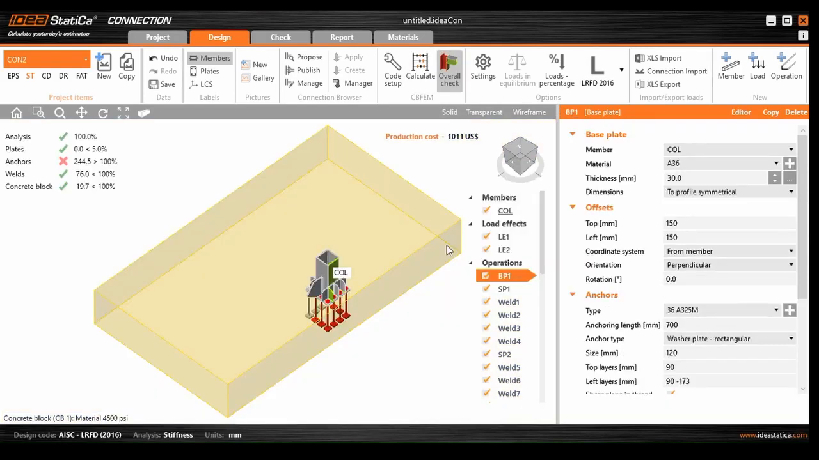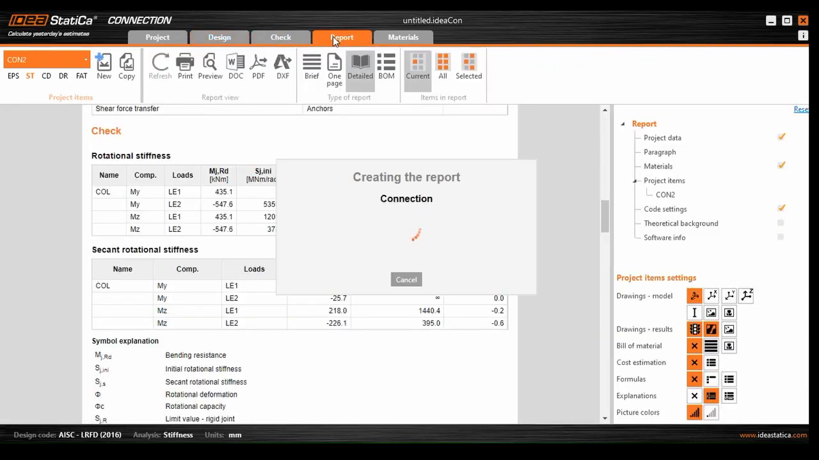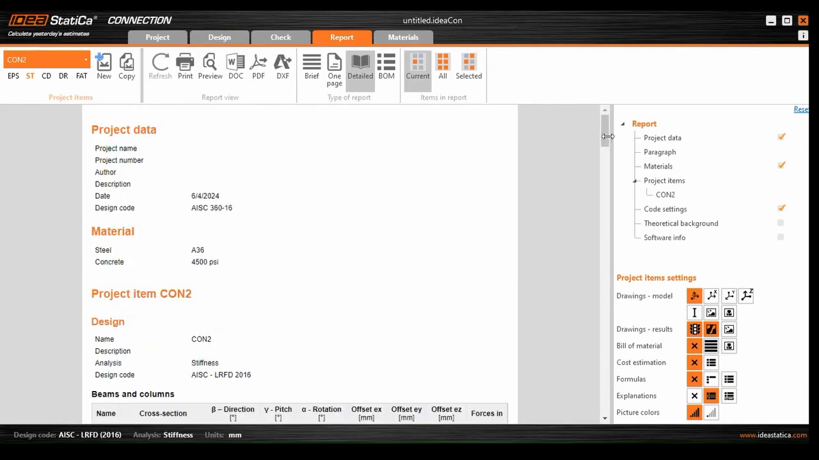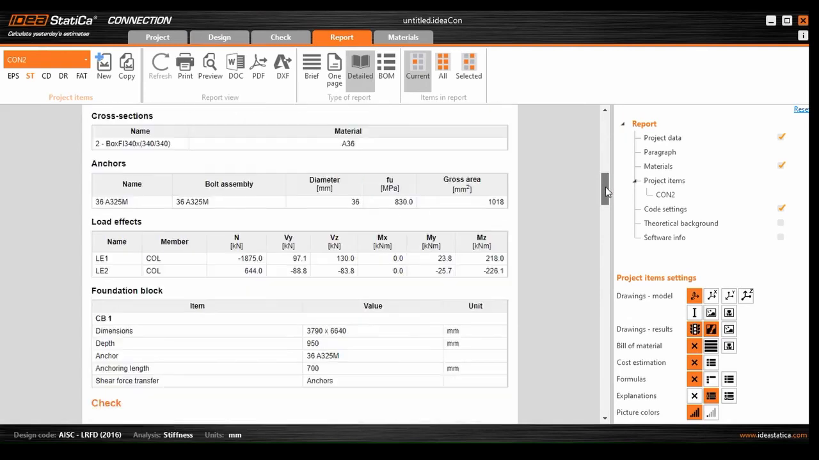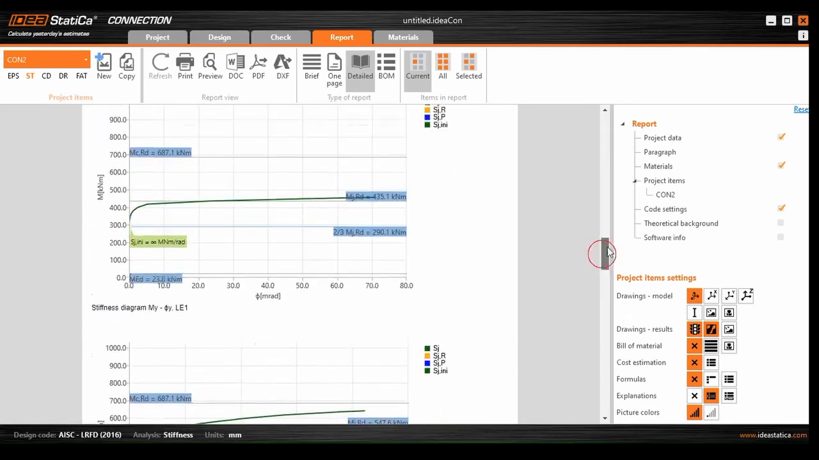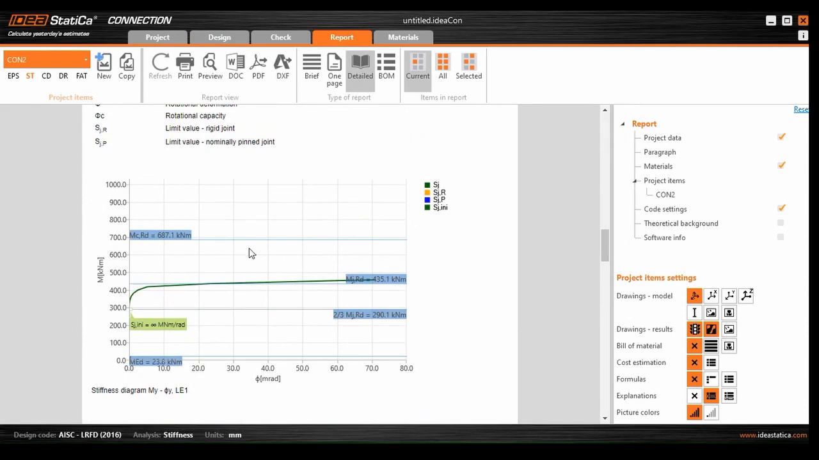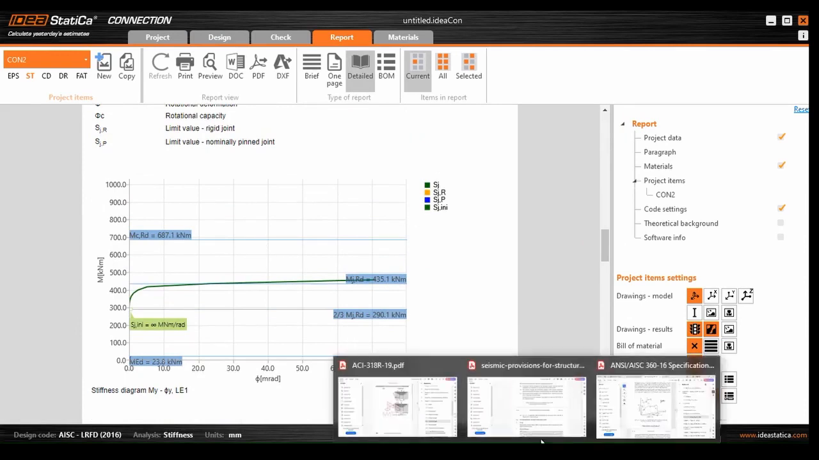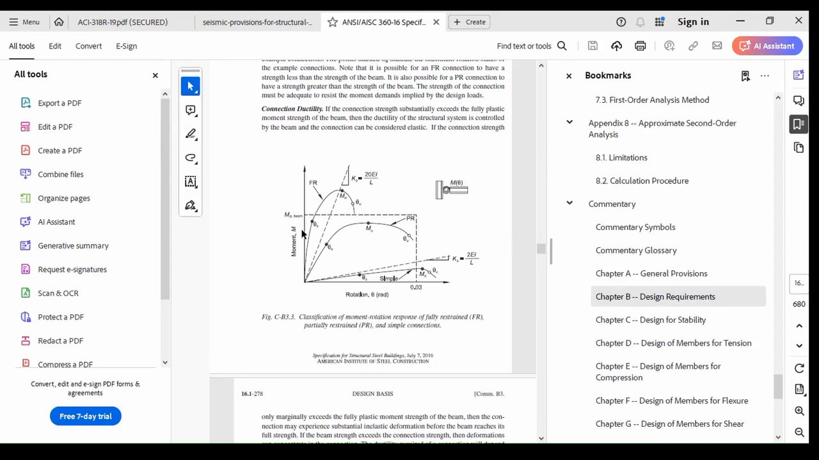Okay, the stiffness analysis is also done. Now go to report and click on report. It takes a few seconds to generate the report. Okay, now the report is generated. Scroll down to see the graph here. This graph is the same graph as you saw here in AISC, moment against rotation.